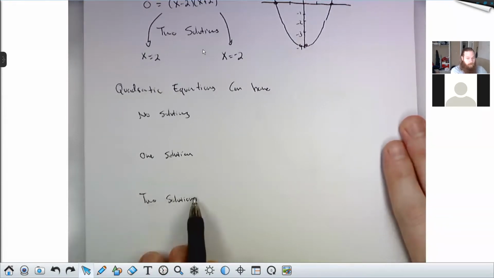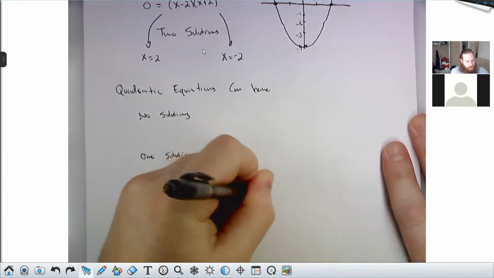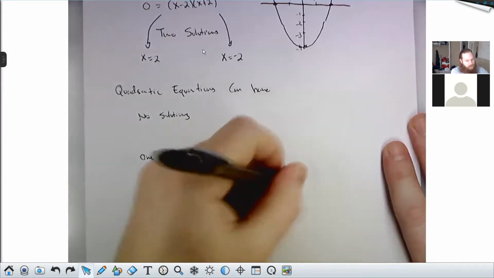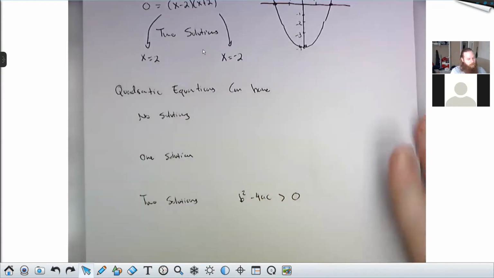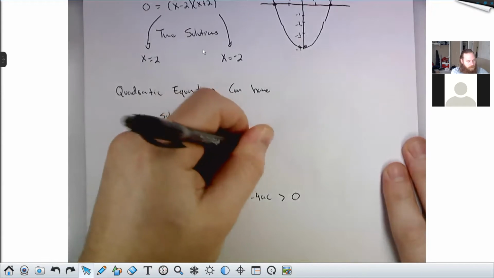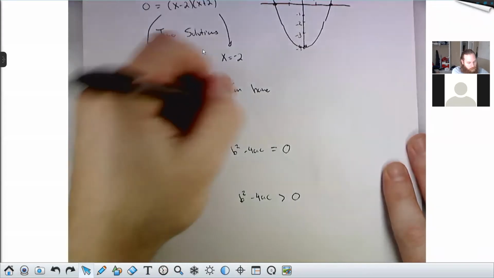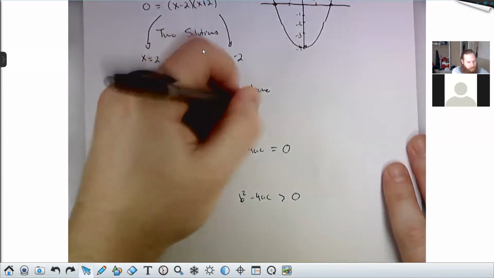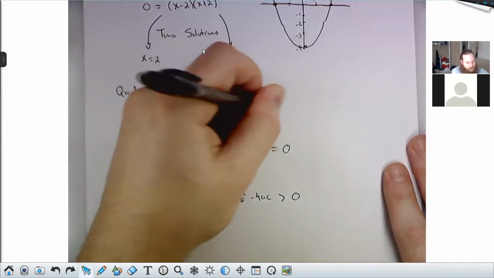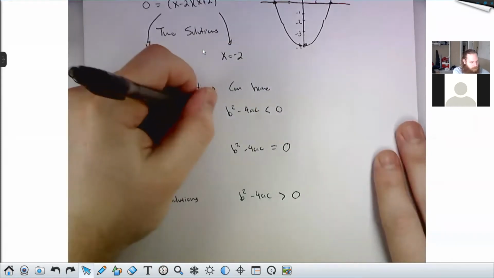If you have two solutions, then it's true that the discriminant, which is this object b squared minus 4ac, will be strictly greater than 0. If you have one solution, then b squared minus 4ac will be equal to 0. And if you have no solutions, then b squared minus 4ac will be negative. And it turns out these are actually if and only if.